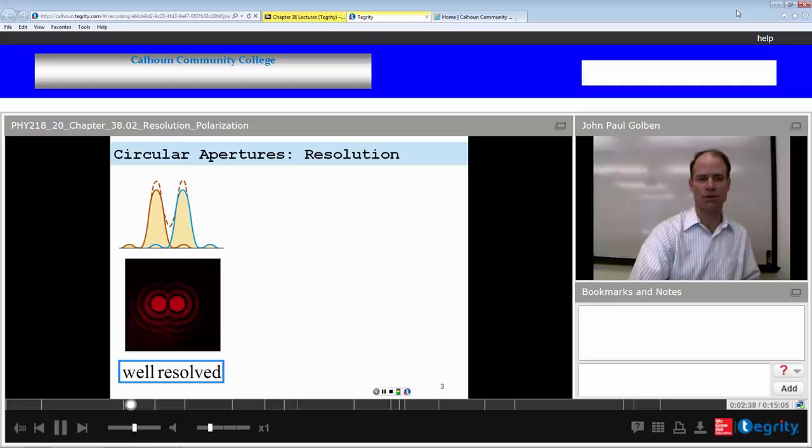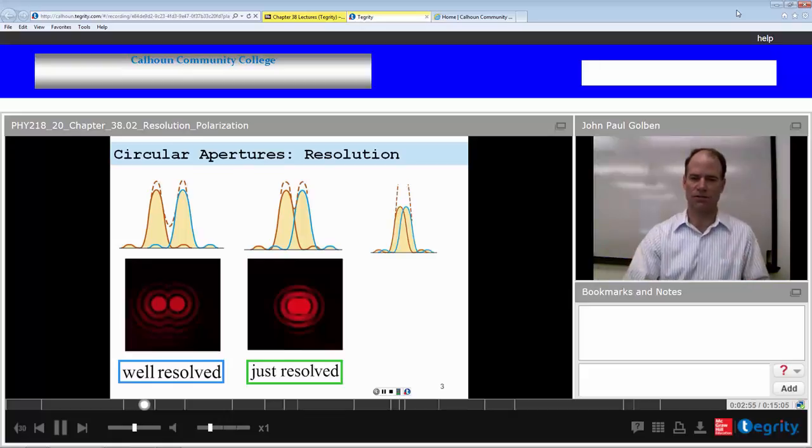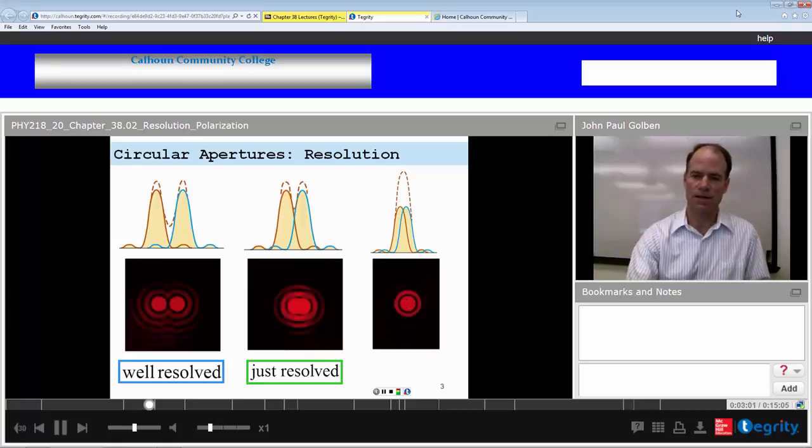Here's an example. We have two sources, and we can see from the sources that their maximum and the first minimum are far enough away so they're well resolved. If we bring them closer together, we can just barely resolve that these are two different sources. However, if they're closer together still, then they constructively overlap, and we can see that we cannot resolve between the two sources in that case.